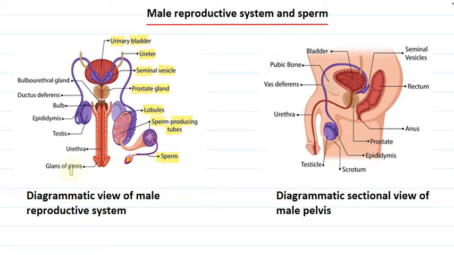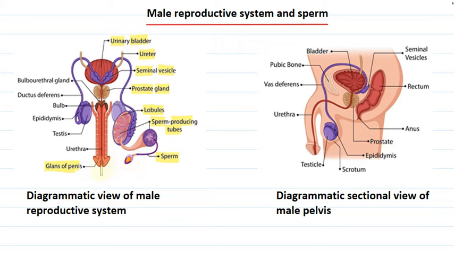Okay. Then here we can see there is glans of penis. So what is it? It is actually the round head or tip of the penis. This is the tip of the penis or the rounded head of the penis is known as the glans of penis.